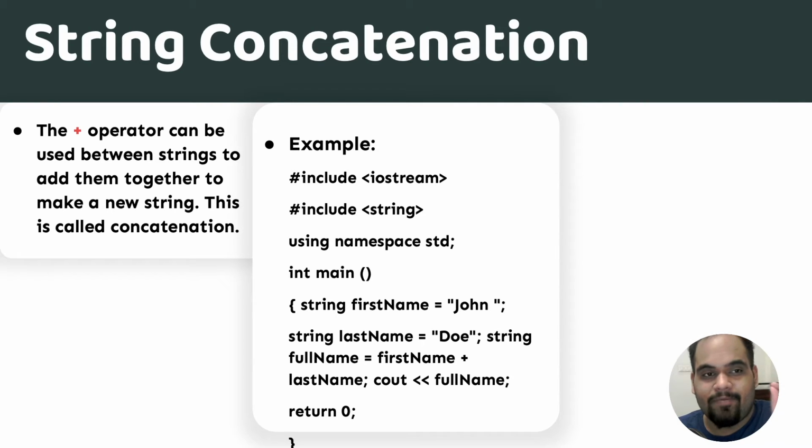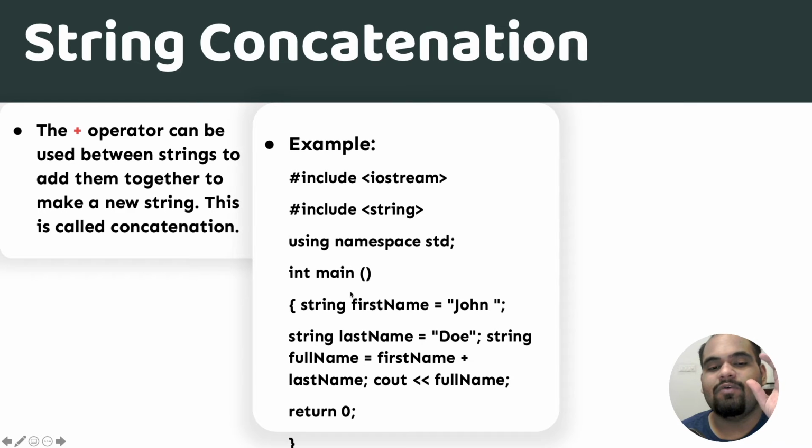So the plus operator can be used between strings to add them together to make a new string. Now we know that you can use plus operator for adding two variables. 5 plus 5 equal 10, 5 plus 2 equals 7. All these things are possible. Now this functionality of plus operator, or the plus symbol, is also extended for strings as well. Now you can concatenate, means you can combine strings together. This is called concatenation, by the way. This is the definition of it.